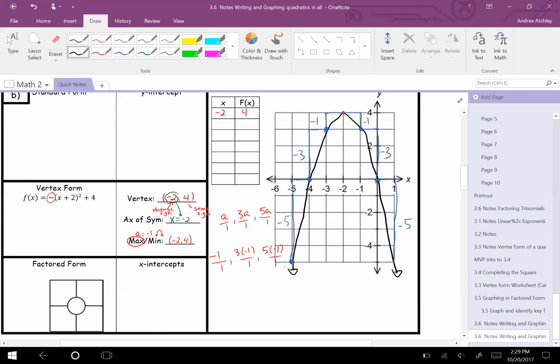I can identify a lot of things now that I've graphed it. I can identify the x-intercepts. Very good. So my x-intercepts are right here, at -4, 0 and 0, 0. I can even identify the y-intercept because it crosses the y-axis at 0, 0 as well.